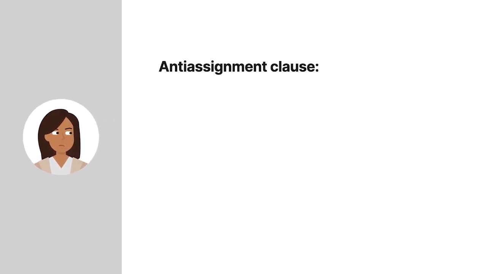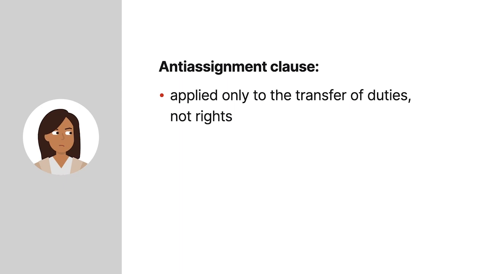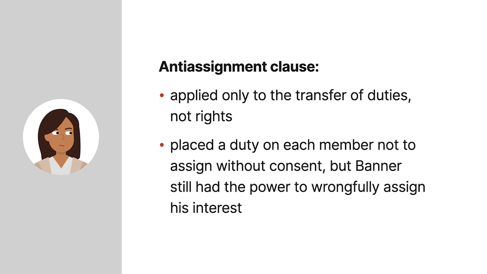Condo argued that the anti-assignment clause applied only to the transfer of duties, not rights. Alternatively, she argued that the anti-assignment clause placed a duty on each member not to assign without consent, but Banner still had the power to wrongfully assign his interest.